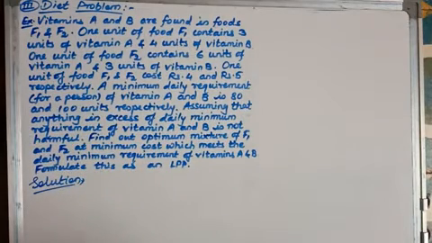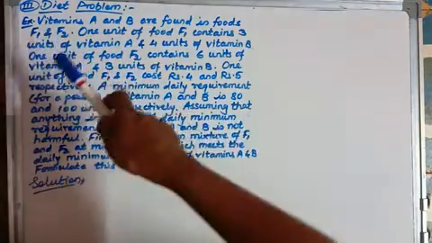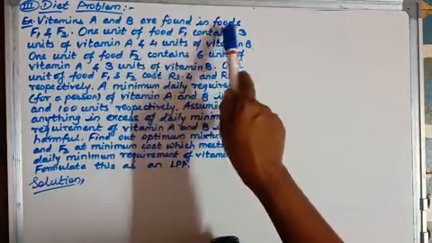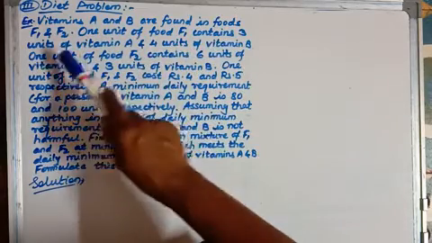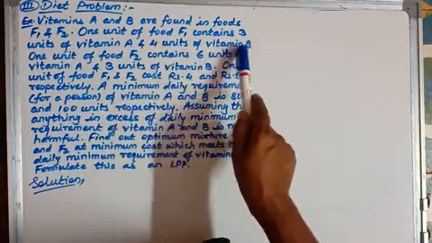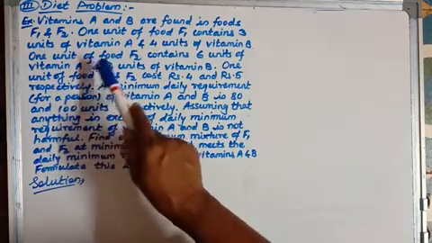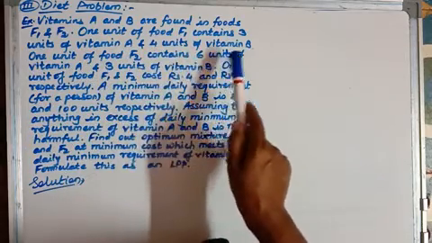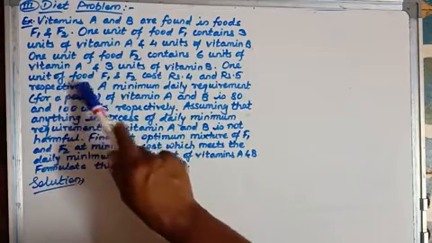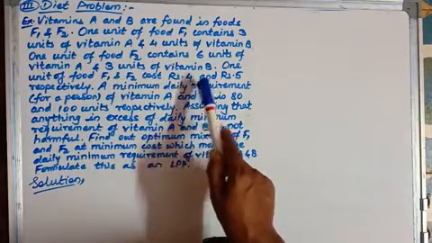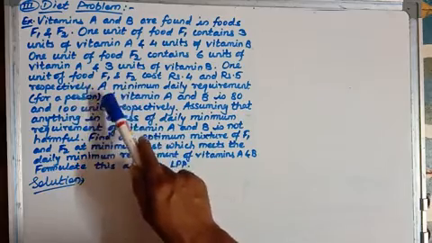In this video, let me see one more type of problem for formulation, that is the diet problem. Now here vitamins A and B are found in foods F1 and F2. 1 unit of food F1 contains 3 units of vitamin A and 4 units of vitamin B. 1 unit of food F2 contains 6 units of vitamin A and 3 units of vitamin B. 1 unit of food F1 and F2 cost rupees 4 and rupees 5 respectively.